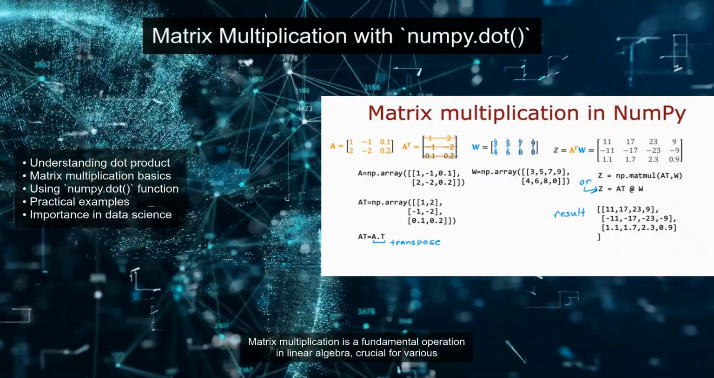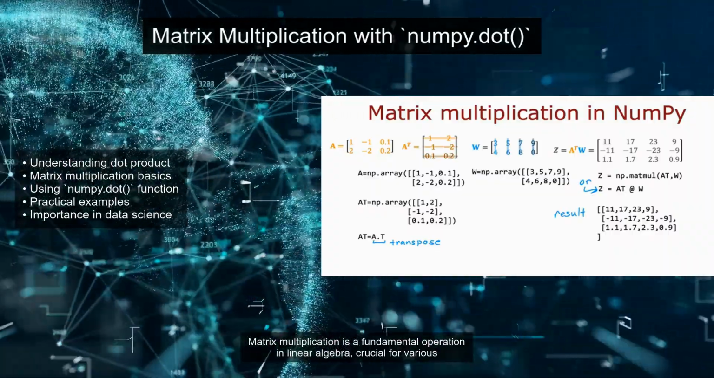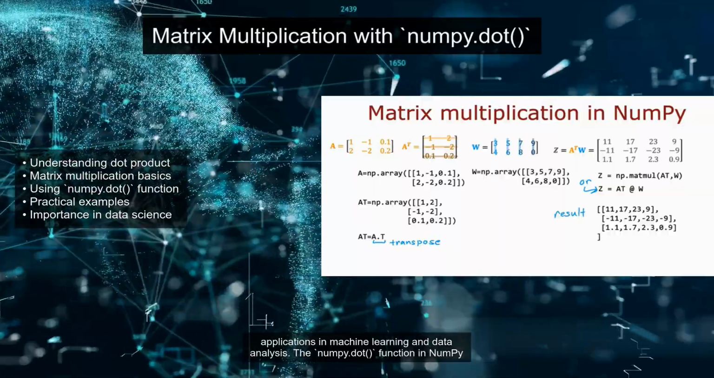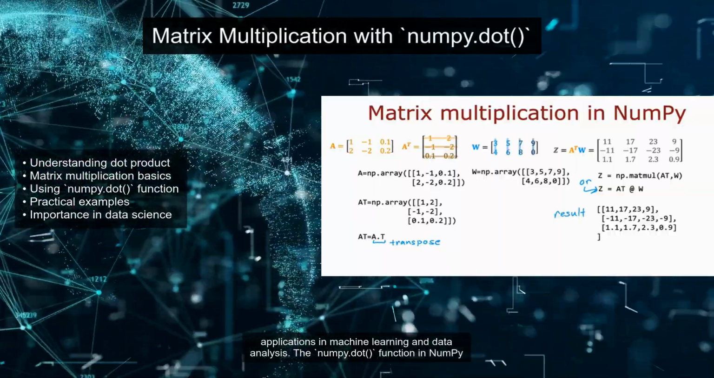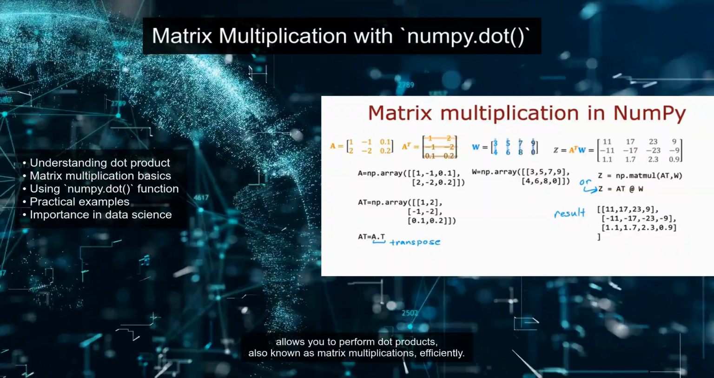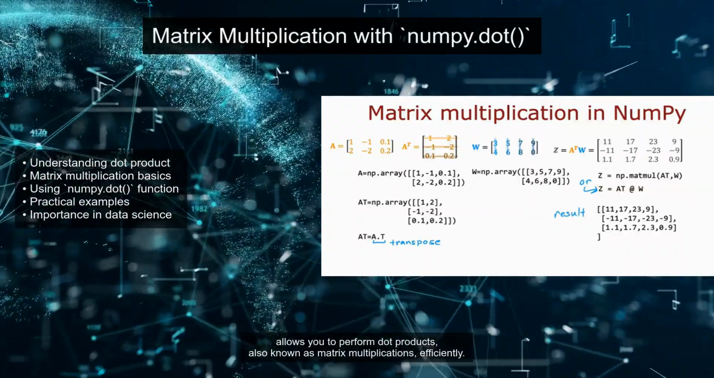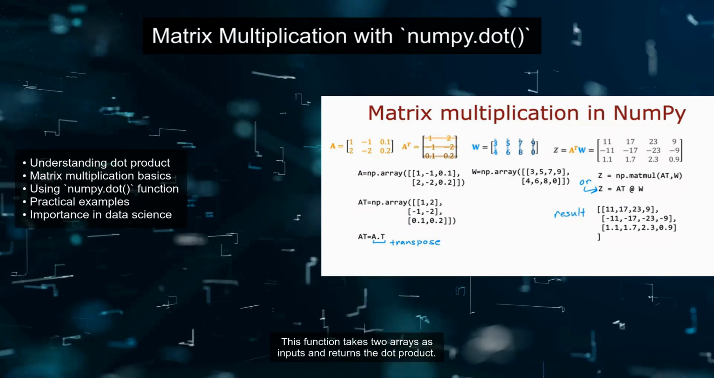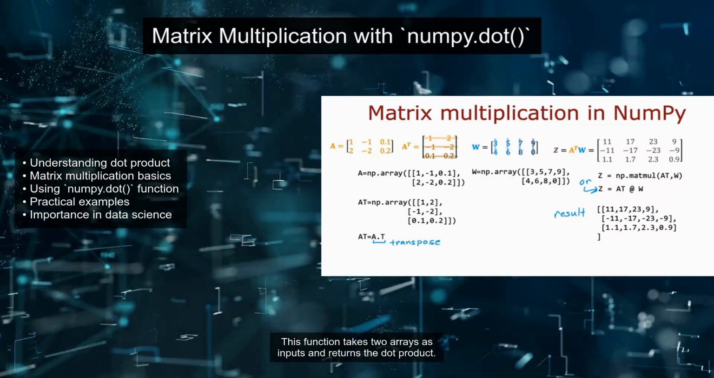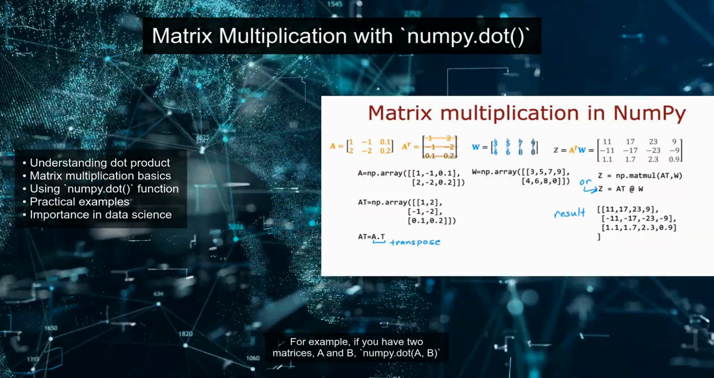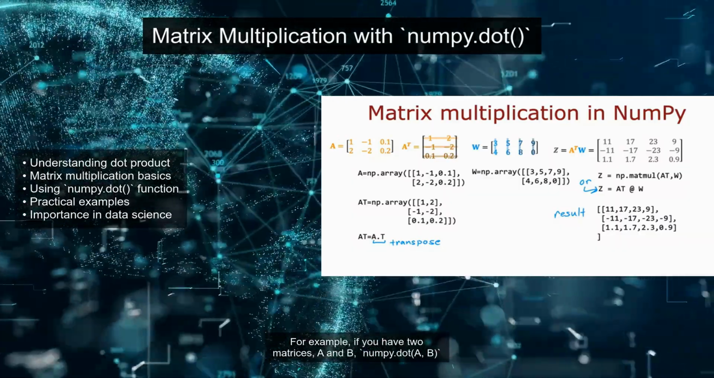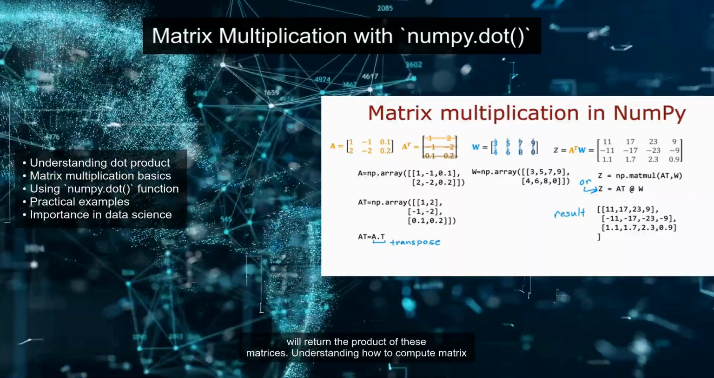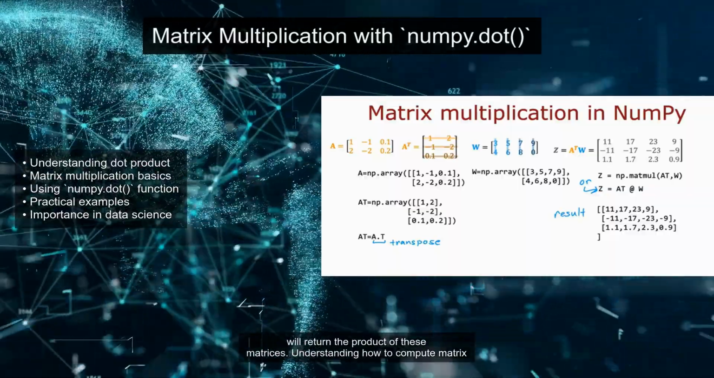Matrix multiplication is a fundamental operation in linear algebra, crucial for various applications in machine learning and data analysis. The numpy.dot function in NumPy allows you to perform dot products, also known as matrix multiplications, efficiently. This function takes two arrays as inputs and returns the dot product. For example, if you have two matrices, A and B, numpy.dot(A, B) will return the product of these matrices.